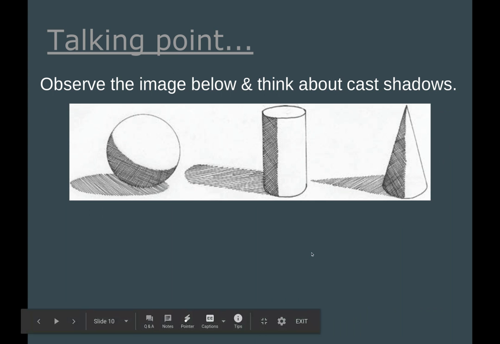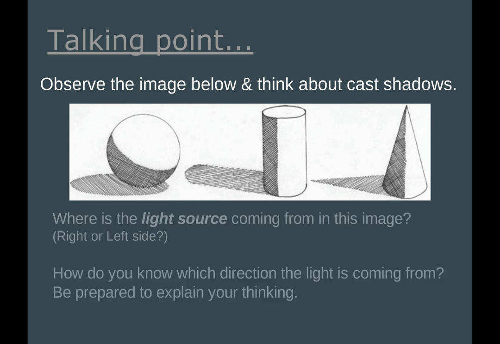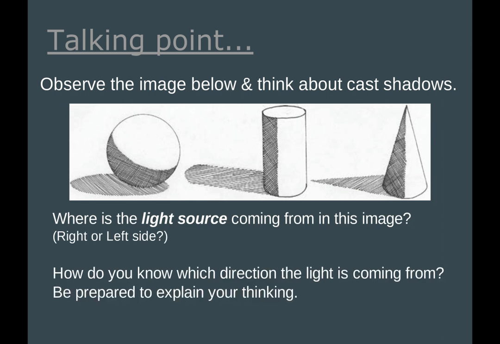Okay, I want you guys to observe the image below and think about cast shadows. What do you see here? Where is the light source coming from in this image? Is it the right or the left side? How do you know which direction the light is coming from? Be prepared to explain your thinking.